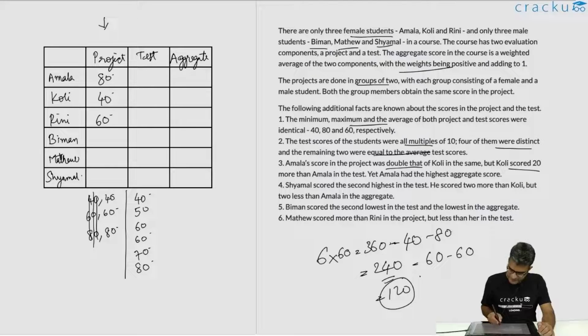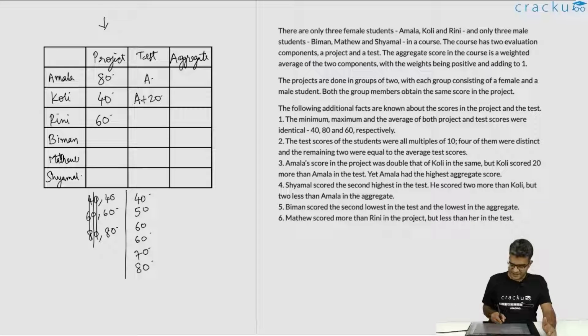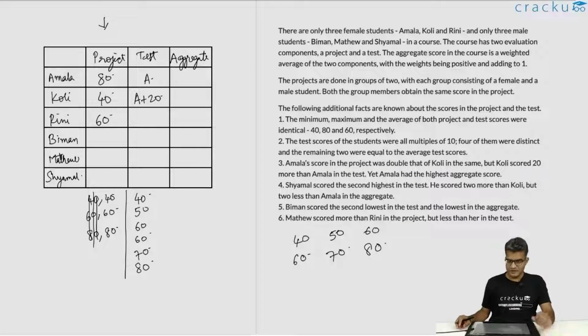But Kohli scored 20 more than Amala in the test. So if Amala scored A in the test, Kohli scored A plus 20. Now what are the values that A can take? This 20 difference can be either 40 and 60, or it can be 50 and 70, or it can be 60 and 80. Any one of these 3 cases are possible with respect to the test scores of Amala and Kohli.